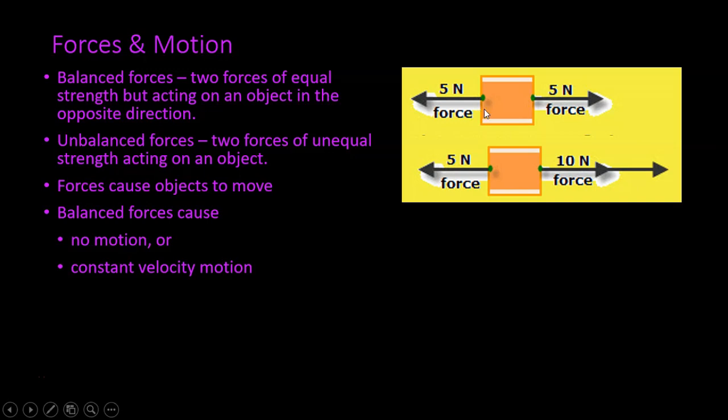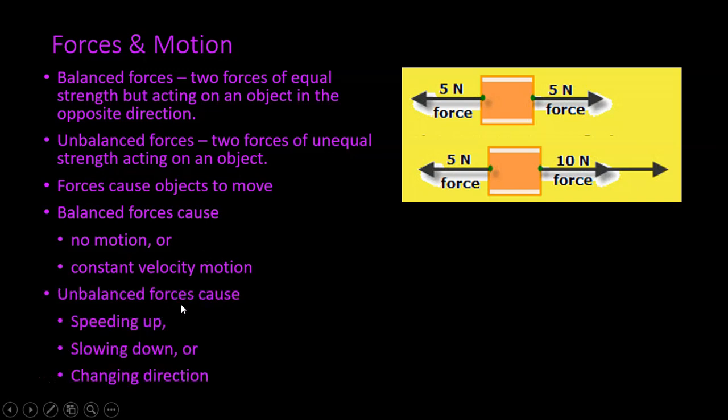However, if the box was already moving along the floor, let's say at 2 meters per second, and we applied a 5 Newton force to the left and a 5 Newton force to the right, it would continue to keep moving at a constant velocity of 2 meters per second. So important to remember, balanced forces cause no motion or constant velocity motion.